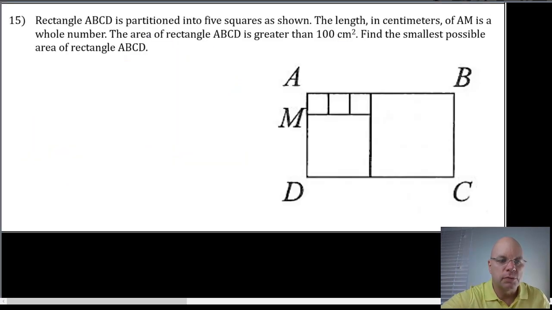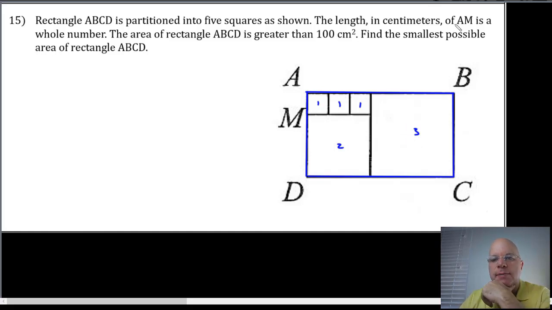Problem 2. Rectangle ABCD. Trace that. So if I go A to B to C to D, here's the whole big rectangle. It's partitioned into 5 squares as shown. So we have 3 different size squares. I'm going to call this square 1, I'm going to call this square 2, and I'm going to call this square 3.